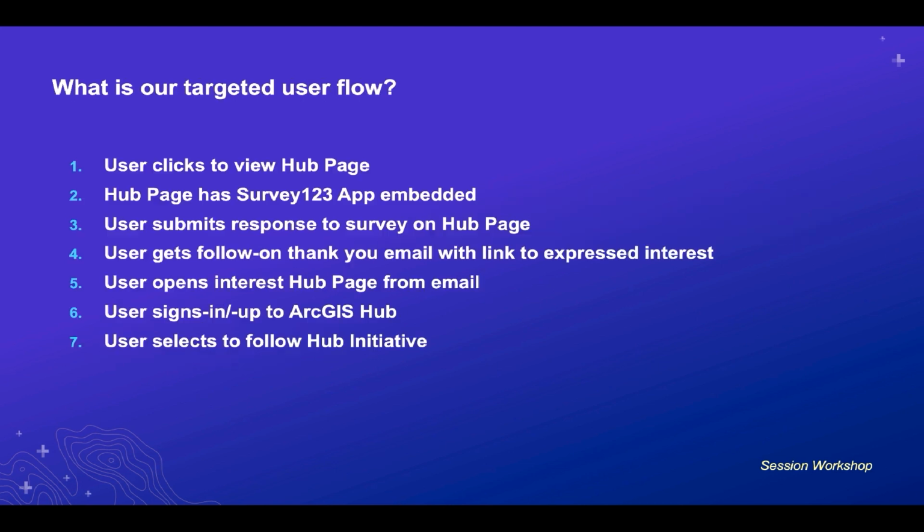So Chase and I turned to a whiteboard and mocked out what a targeted user flow may look like. It generally broke down into 7 steps. The user clicks into the Hub page from some sort of channel distribution. We're going to say our communications department handles that side of the funnel for us. That Hub page has a Survey123 app embedded on it, essentially saying, hey, this is what we're all about. We'd love to learn more about you. What's your name? What's your email? And what are you most interested in?